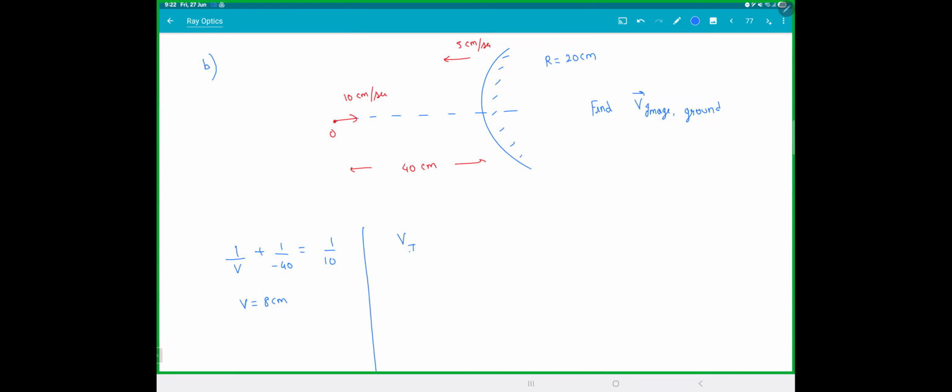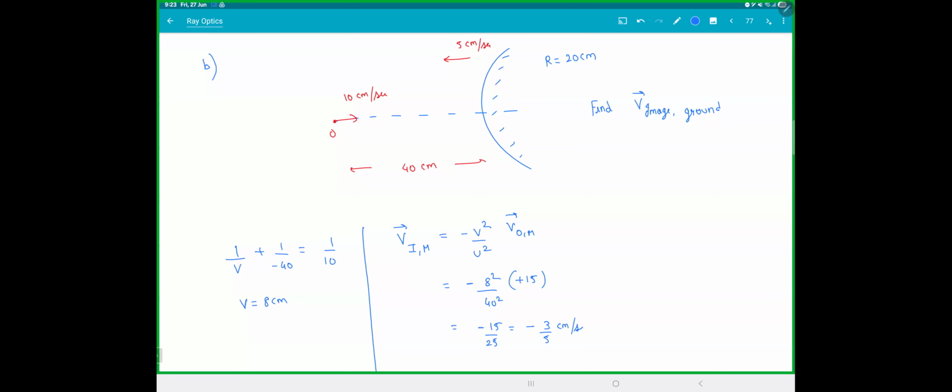Then the formula gives you velocity of the image with respect to the mirror is minus v square by u square, velocity of object with respect to the mirror. So stop the mirror. So this will be 8 square by 40 square. Mirror thinks object is coming with 15 centimeters per second. Agreed? So if you stop the mirror, mirror will think object is coming with 15. So 8 by 40, that is 1 by 5 square, that is minus 15 by 25. That turns out to be minus 3 by 5 centimeters per second.